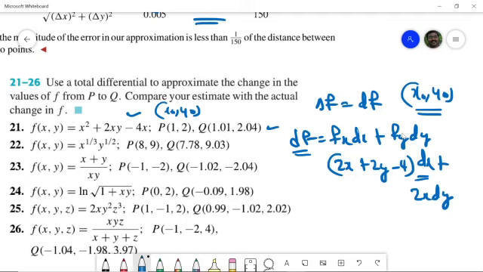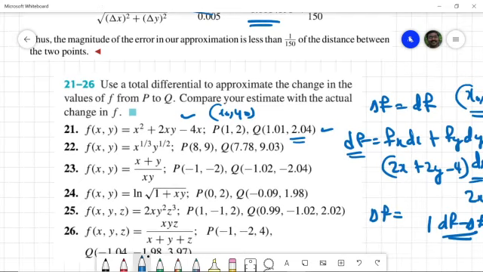Now how will you find the original value? The actual value is obtained by substituting the value of q into f of x, y. Then you substitute the value of p into f of x, y and you find the difference. That would be the actual difference. Then the error would be nothing but the modulus of df minus delta f. This is how you do the problems on differentials. I hope it is clear.